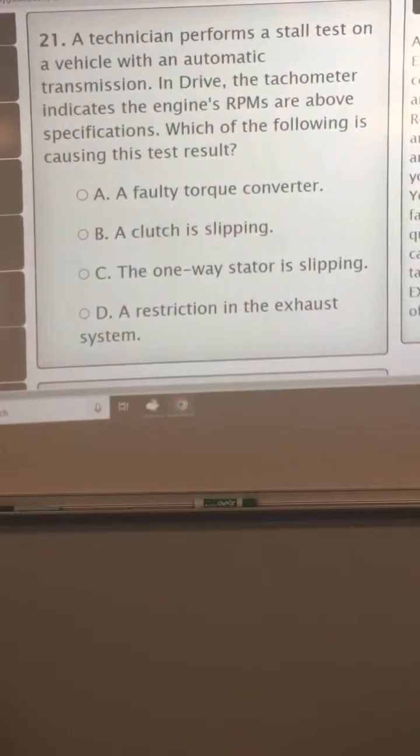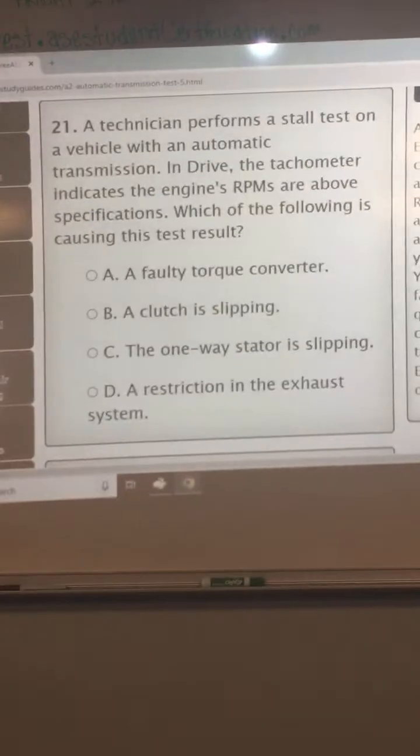Stall test. A technician performed a stall test on a vehicle with an automatic transmission in drive. The tachometer indicates the engine's RPMs are above specifications. Which of the following is causing this result? System, clutch is slipping, torque converter.